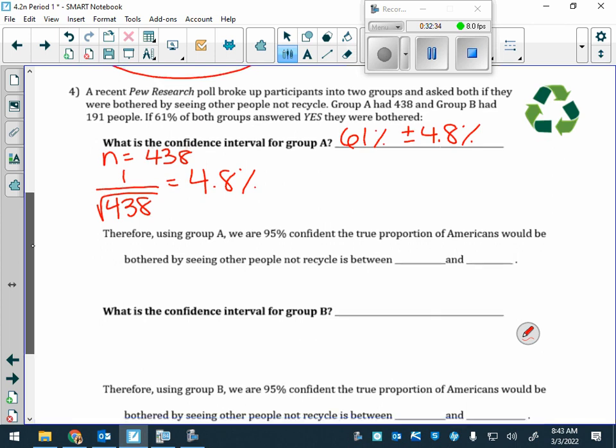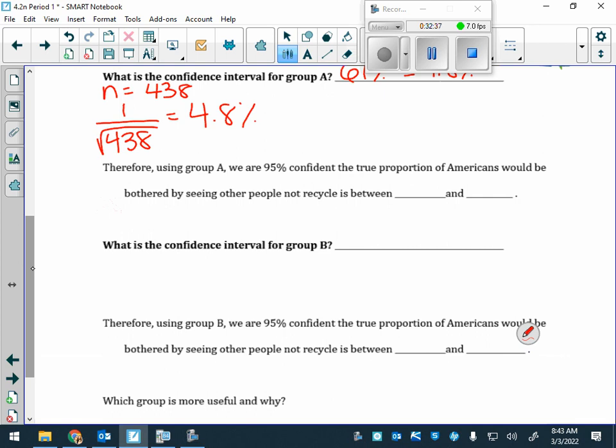Okay. So therefore, using Group A, we are 95% confident the true proportion, meaning the statistic, of Americans who would be bothered by seeing other people not recycle is between what? So this is where you actually find the values. 56.2% and 65.8. Good. Okay. I want you guys to do the same thing for Group B.